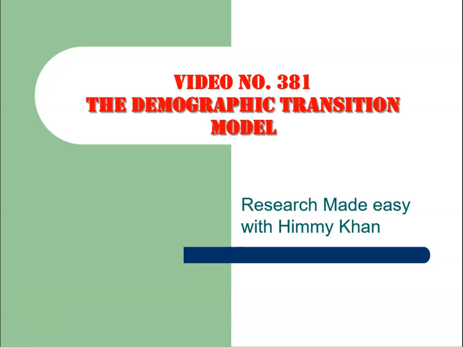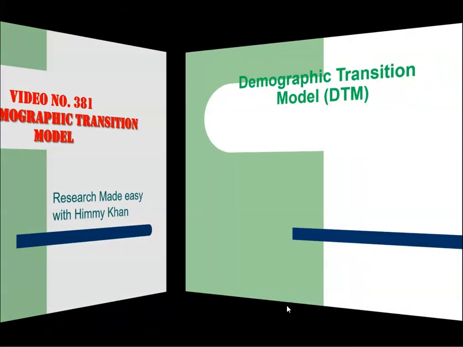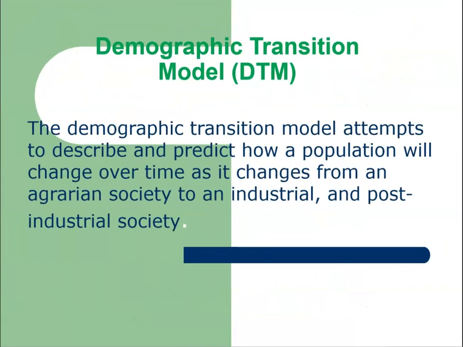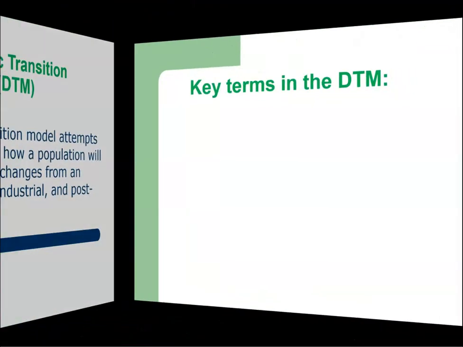In this video, I'm going to discuss the demographic transition model. The demographic transition model attempts to describe and predict how population will change over time as it changes from an agrarian society to an industrial and post-industrial society.